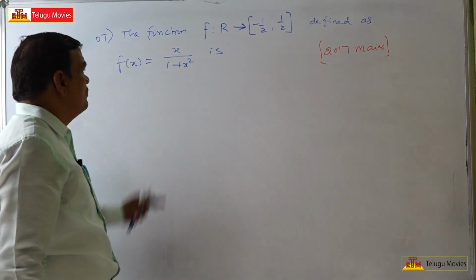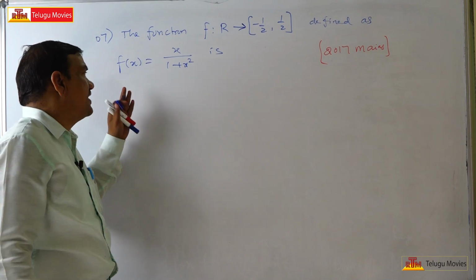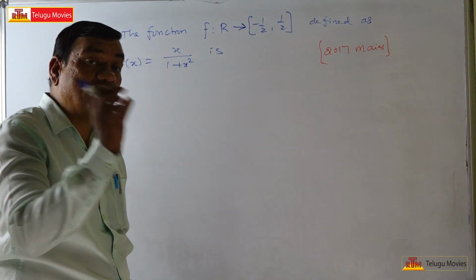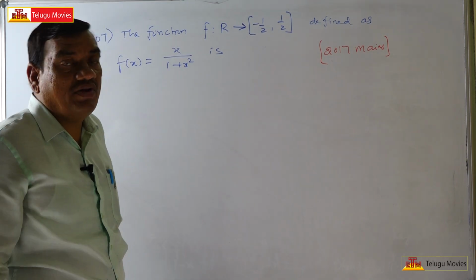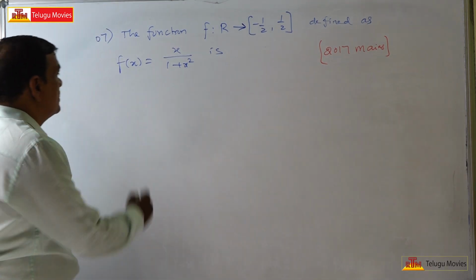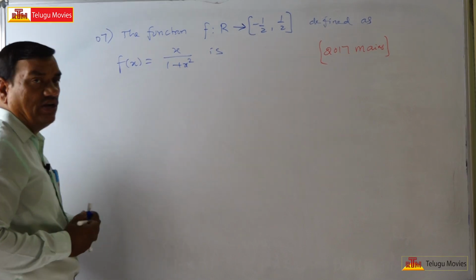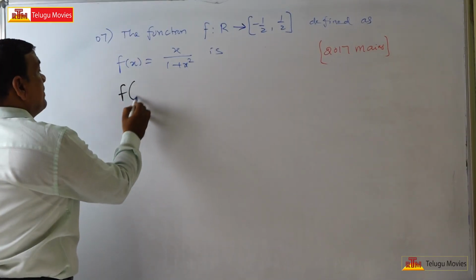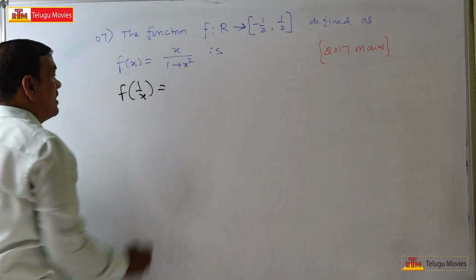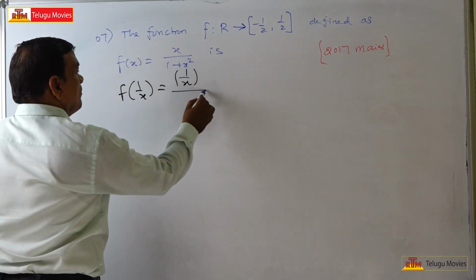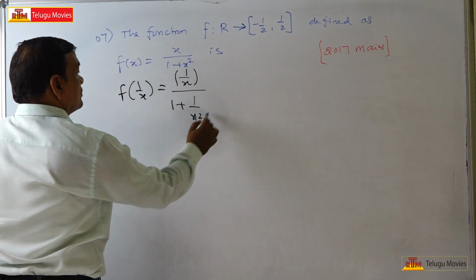In some problems you may say that by taking f dash of x we can check whether it is one-one or not. But there are some problems which by general verification we can say that. Why? Because see here, f of x is given. Just to find out f of 1 by x, you see what happens. Wherever x is there, substitute 1 by x. This is 1 by x upon 1 plus 1 by x square.